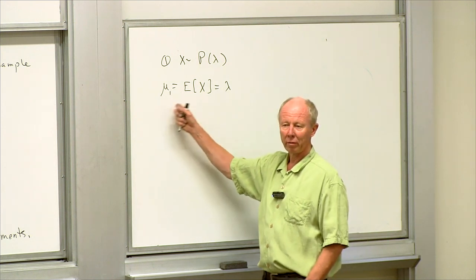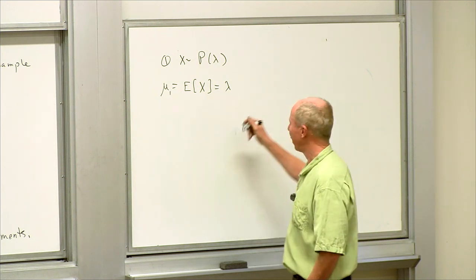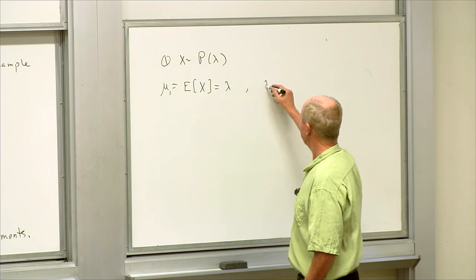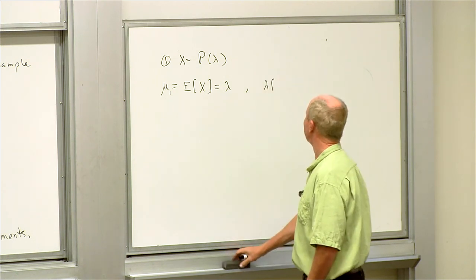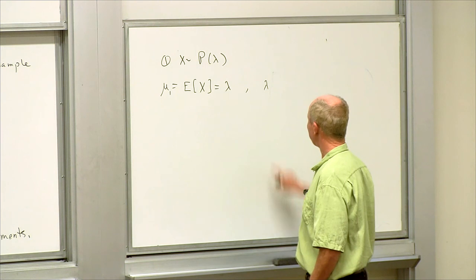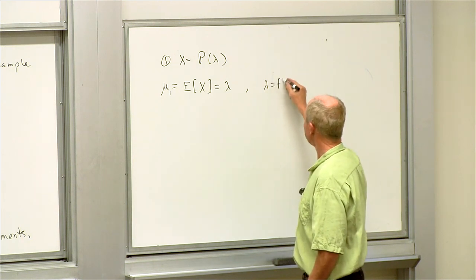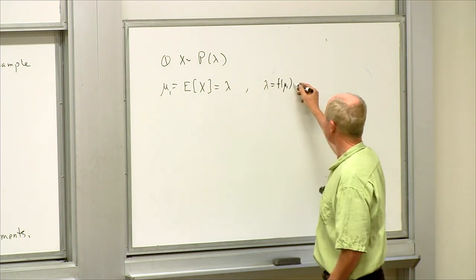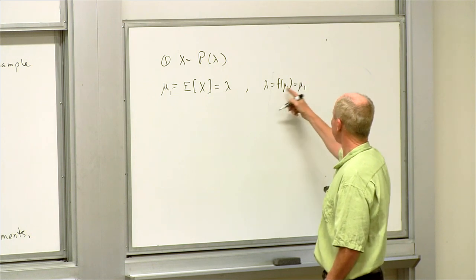Okay, so the first moment of X is mu sub 1. It's equal to lambda. So in this case, we want to express the parameter as a function of the first moment. And what is that function? F of mu1, f of x is x. Okay.